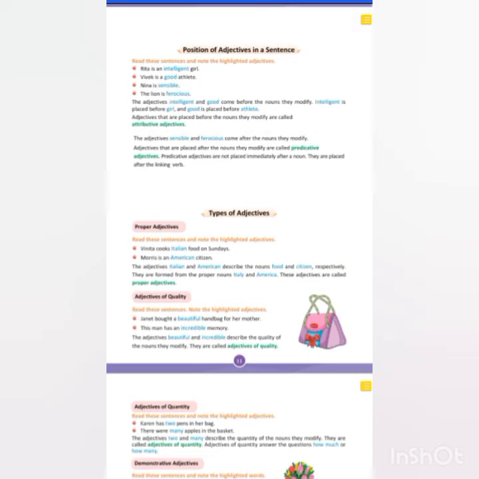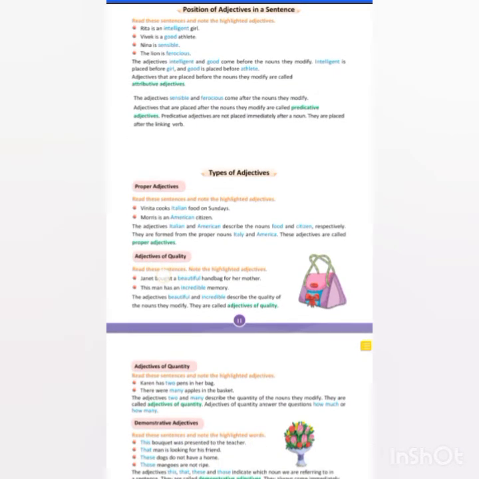The adjectives intelligent and good come before the noun they modify. So they come before the noun. Which are the nouns they modify? Girl and athlete. So intelligent is placed before girl and good is placed before athlete. So we can say adjectives that are placed before the nouns they modify are called attributive adjectives. So attributive adjectives come before the noun.